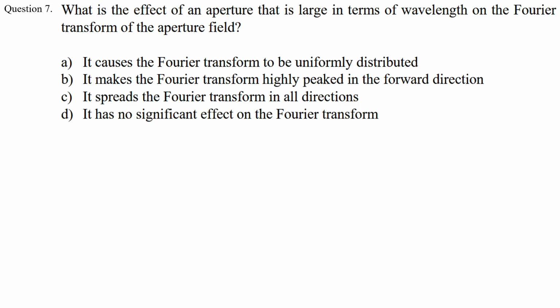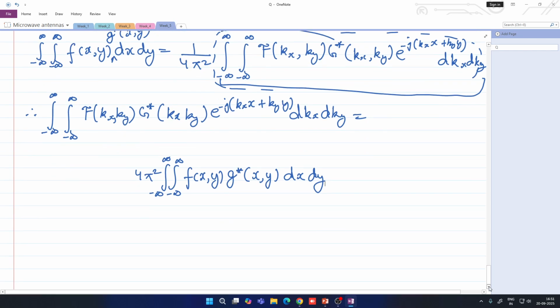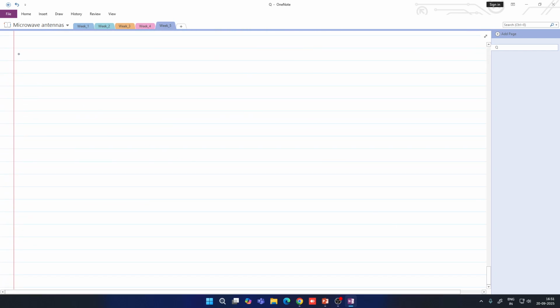So this problem is asking about the effect if we have a larger aperture in terms of wavelength. In terms of wavelength also means that the aperture is getting larger. What will be its effect on the field, the electric or magnetic field? What will be the effect on the Fourier transform of that aperture field? I guess it is asking in terms of beam width. So okay, let's start with the solution for question number 7.